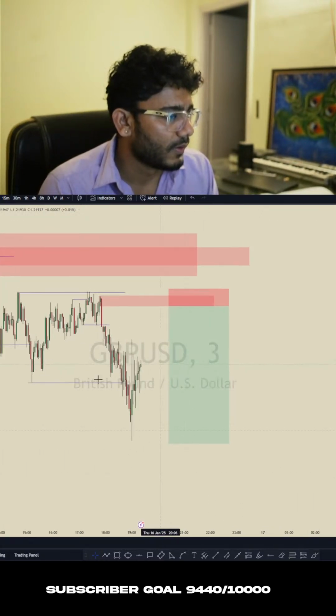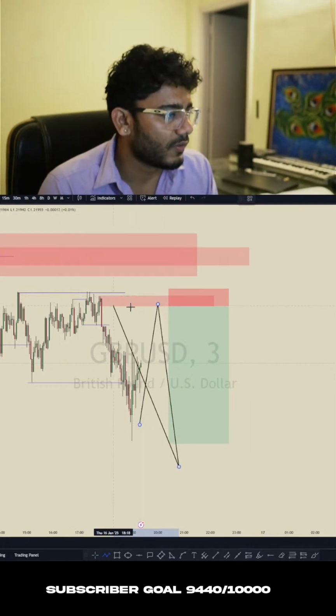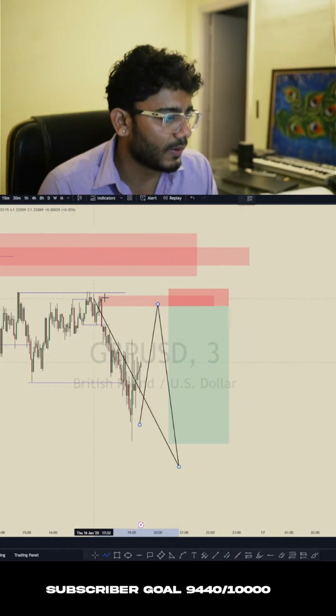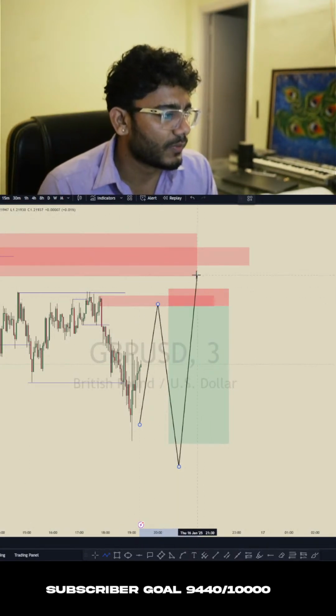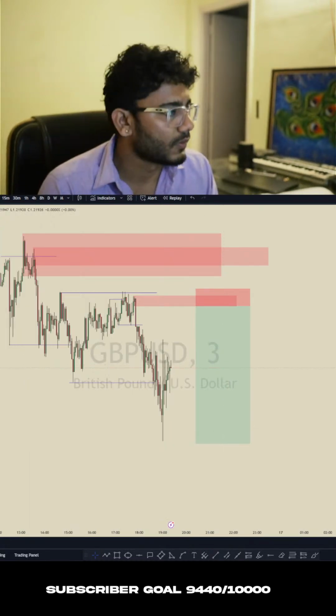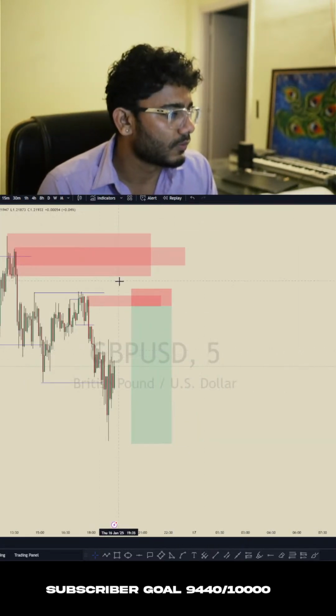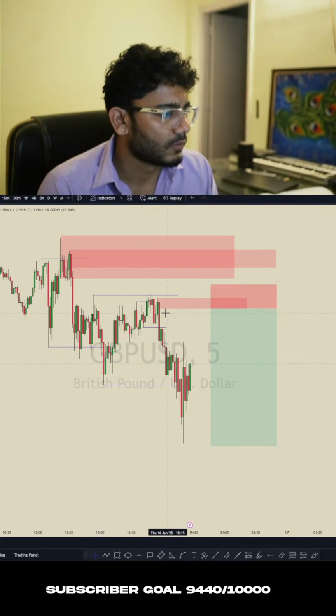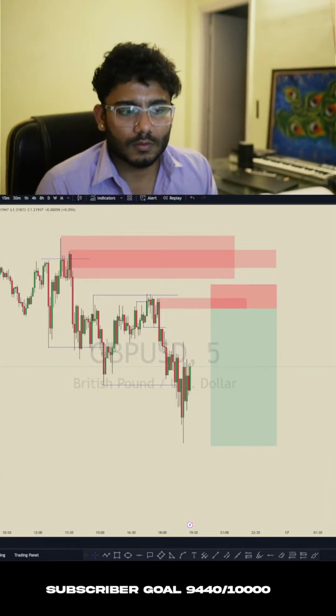So what price can do is react from this area here, and because this will be induced, like this will be mitigated, price will create more liquidity to the upside, and then it can sweep this high. So both are valid in this scenario. And here, so 1:5, something like this. Let's wait for price.